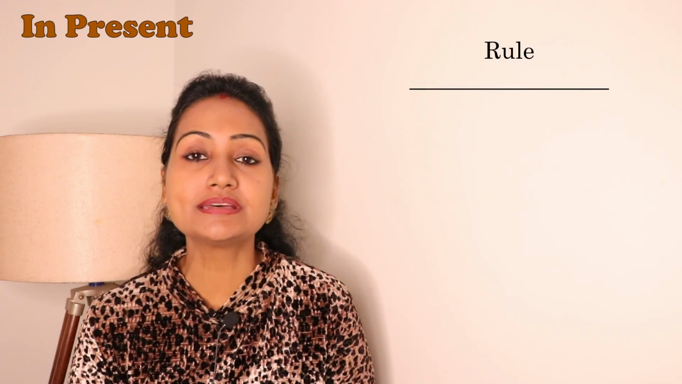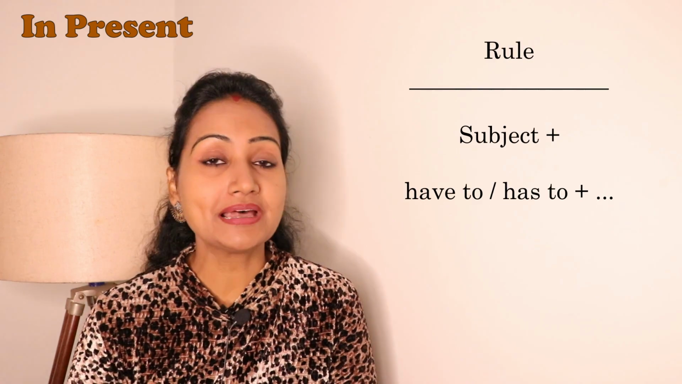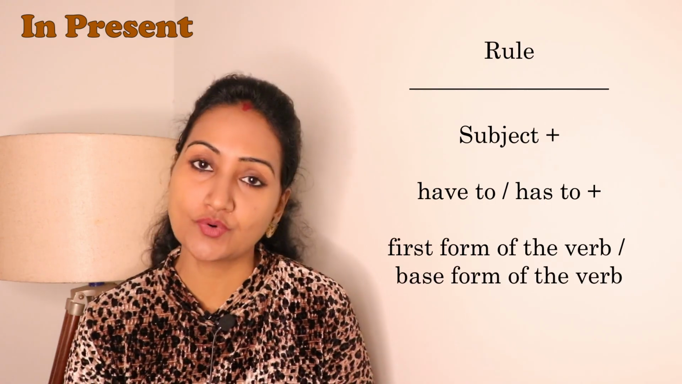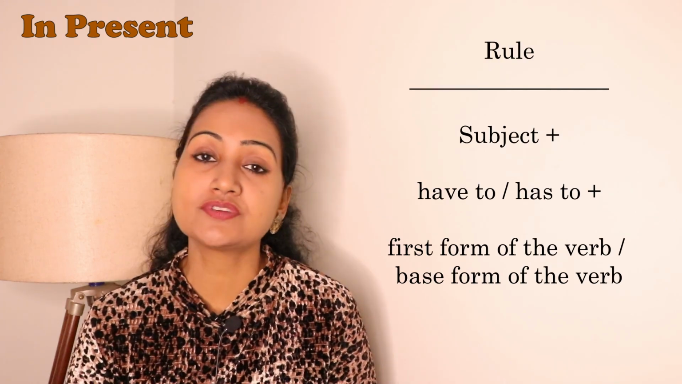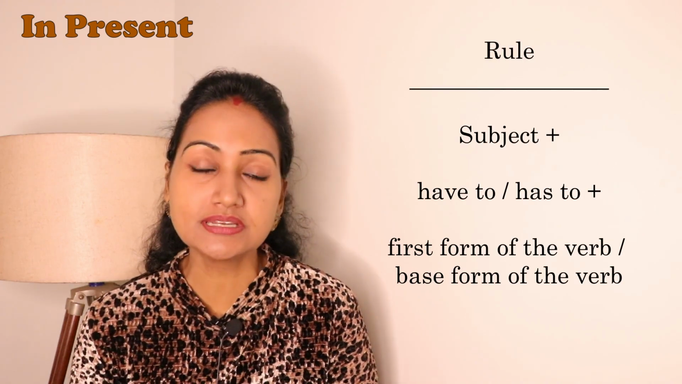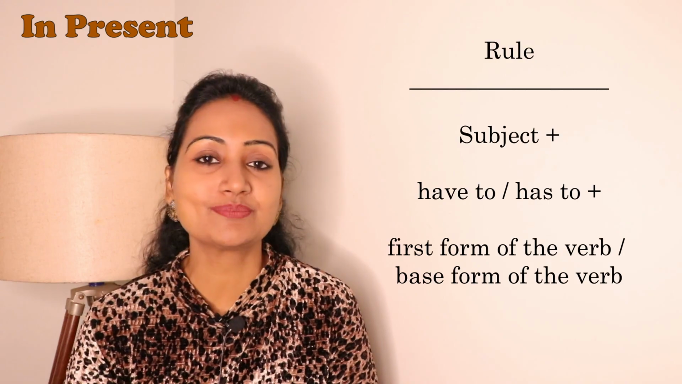When we use have to in the present, then the rule is subject plus have to or has to plus first form of the verb or base form of the verb. So we very well know, we have done the tenses, we know with he, she, it, singular third person, we use has, otherwise we use have. Now let's look at some examples.